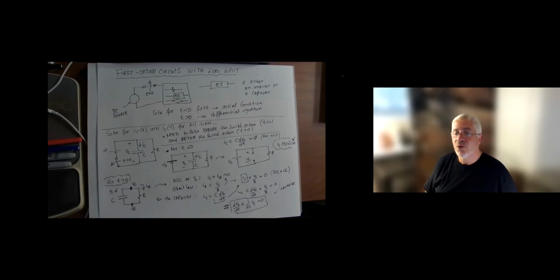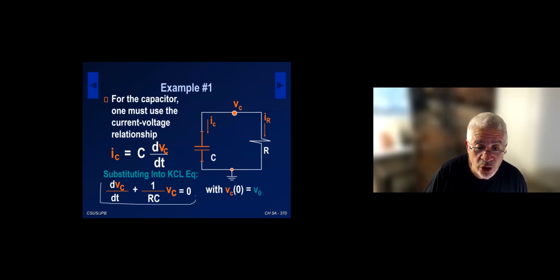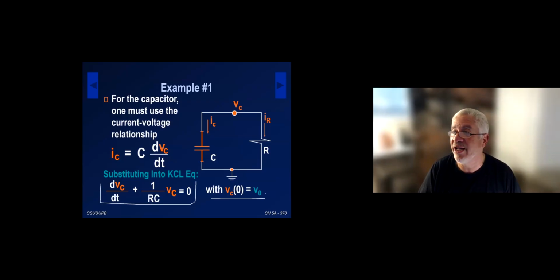Okay. So let's go back to the PowerPoint slide. This is essentially the differential equation that I showed on the paper. And our initial condition again is VC at 0 equals V naught, V naught being the battery that was connected via the switch to this particular circuit here.